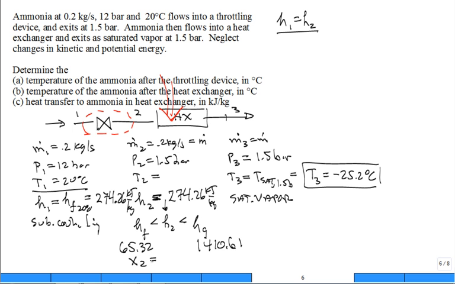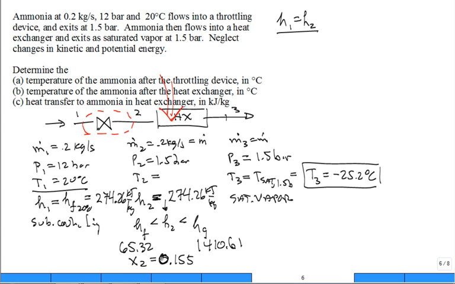Sure, the quality at state 2 comes in at 0.155. That means by mass, 15% is vapor. What is the other 85%? Liquid. It's two-phase at that low pressure.